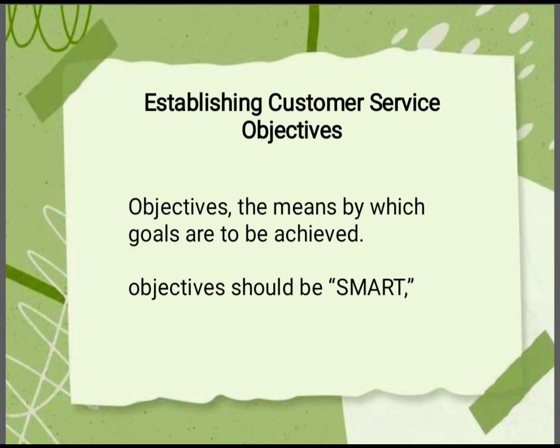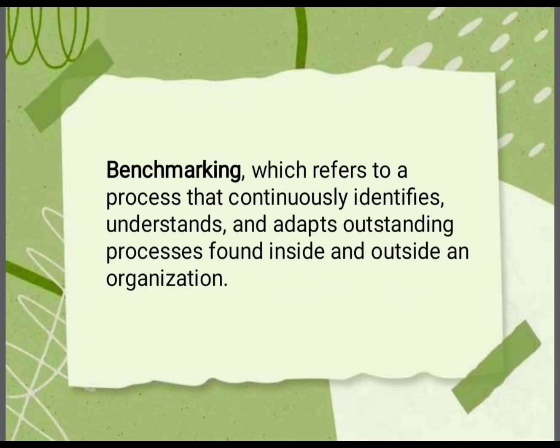Objectives should be SMART. SMART stands for specific, measurable, attainable, reliable, and time bound. That is the meaning of SMART. Next, benchmarking, which refers to a process that continuously identifies, understands, and adapts outstanding processes from inside and outside an organization. Benchmarking means a way for a company to learn from others by comparing its performance with others in the same industry.